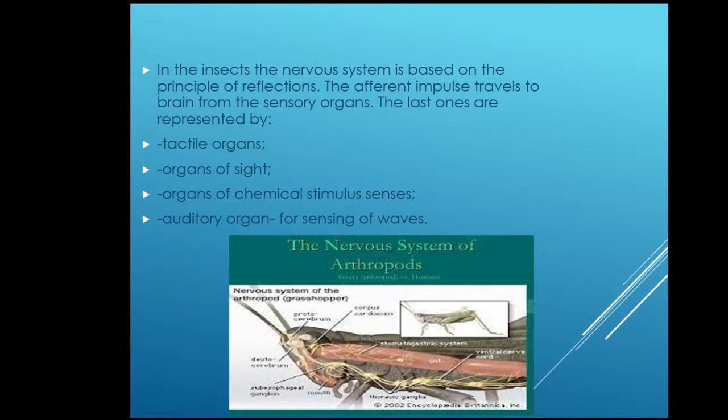In insects, the nervous system is based on the principles of reflexes. The afferent impulses move to the brain from different sensory organs. The sensory organs of insects are very diverse, and they provide their complex behavior and their life in the environment.